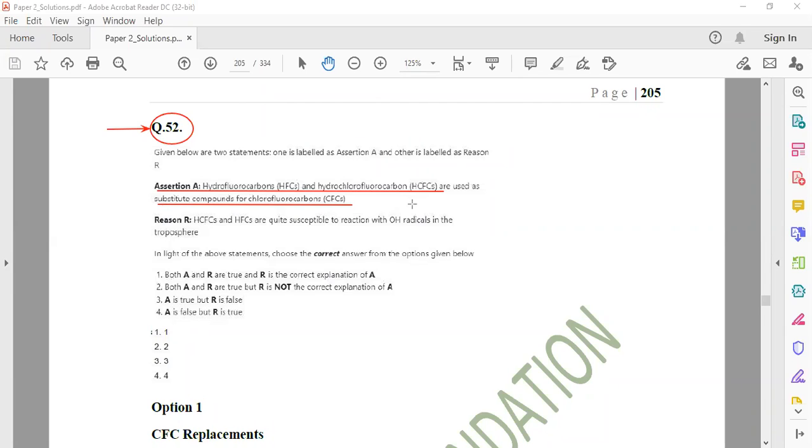So hydrofluorocarbons and hydrochlorofluorocarbons are used to substitute compounds for chlorofluorocarbon. This is absolutely true and the statement is correct.